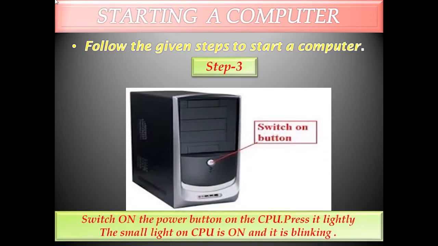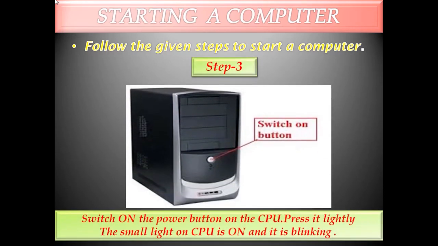Step 3. This is the picture of CPU, Central Processing Unit. Switch on the power button on the Central Processing Unit. Press it lightly. The small light on CPU is on and now it is blinking.